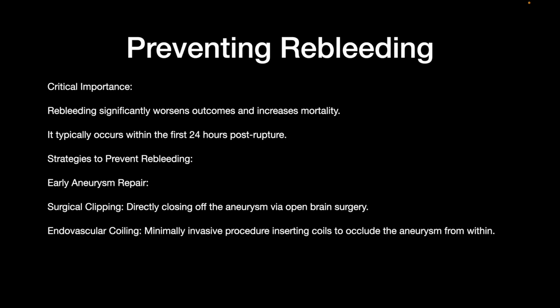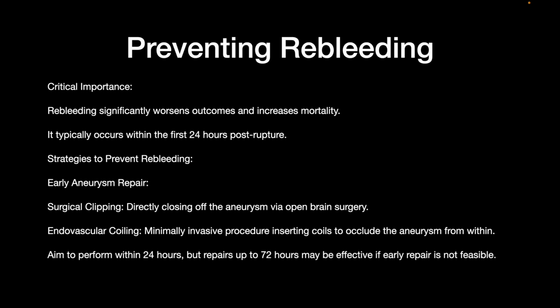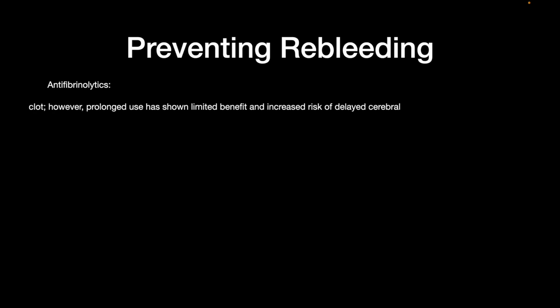Surgical clipping is done by the neurosurgeons. Now the next is endovascular coiling, which is done by the neuroradiologists. This is a minimally invasive procedure where a coil is introduced to occlude the aneurysm from within. The aim is to perform it within 24 hours, but repair up to 70 hours can be effective if early repair is not feasible. Antifibrinolytics are initially used to stabilize the clot.